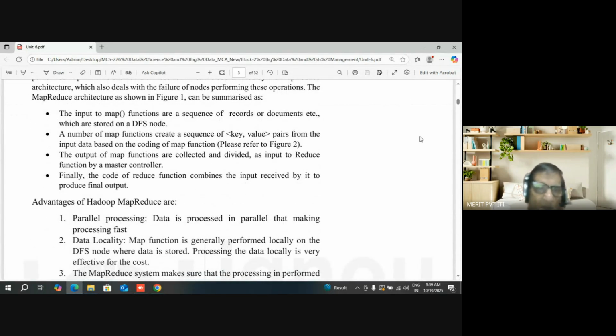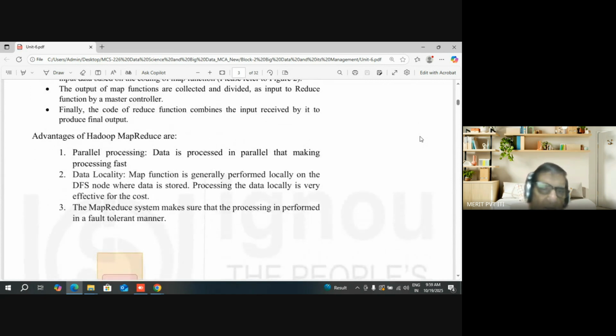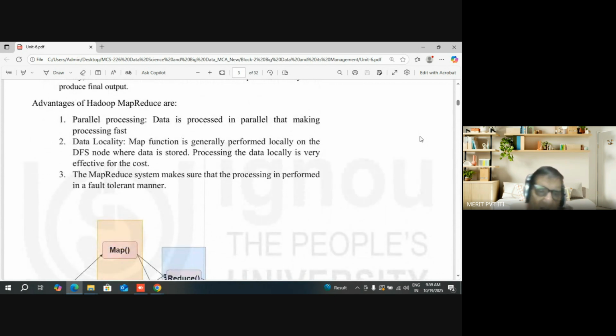The input to the map function is a sequence of records which are stored on DFS. A number of map functions create a sequence of key value pairs from this, and please refer to figure 2. Then the advantages of Hadoop MapReduce: Parallel processing, data is processed in parallel, which makes processing fast. Data locality, the map function is generally performed locally on the DFS node where data is stored. The MapReduce system makes sure that processing is performed in a fault tolerant manner.